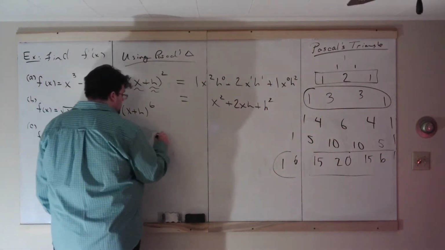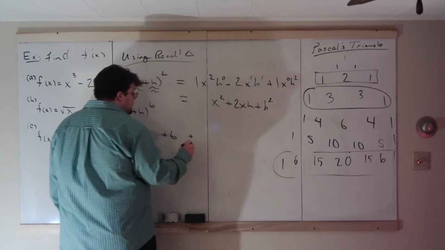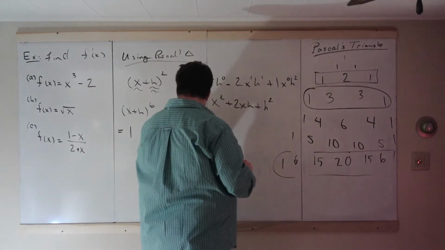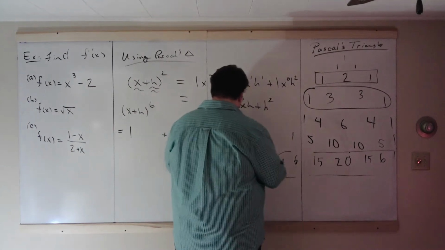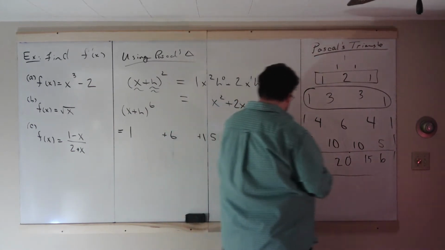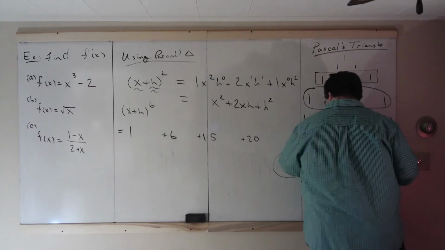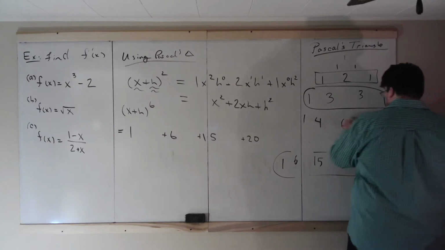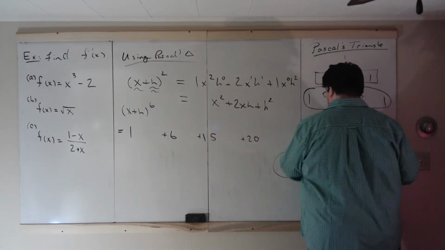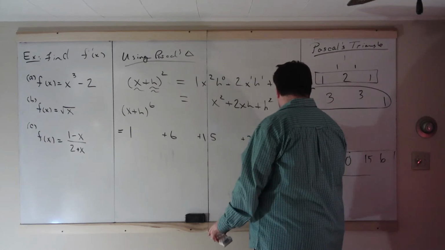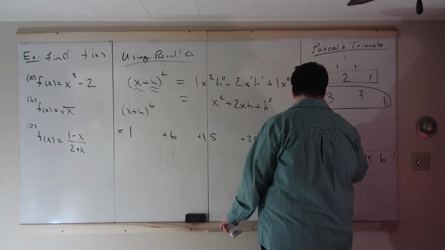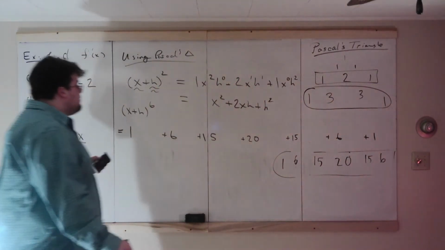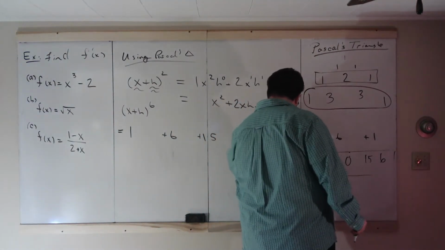So we have a 1, a 6, a 15, a 20. I'm going to erase the rest of this because I'm not going to use it again. Where were we? 20. We have a 15, another 6, and we end with a 1. So we look at that row in the triangle, we write the numbers out, and now I'm just going to erase this too so it's out of the way.